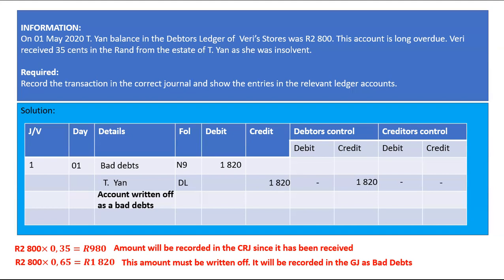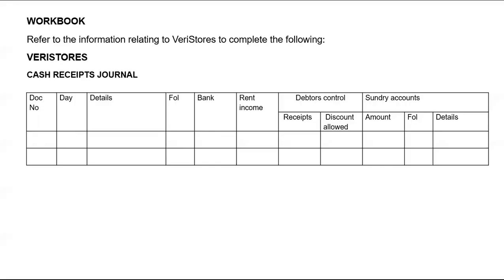The amount of 980 will be recorded in the cash receipts journal. I will write receipt number 1. Day will be 01. It was received from T-Yuan. It will be written under bank as 980 and then under receipts under your debtors control.